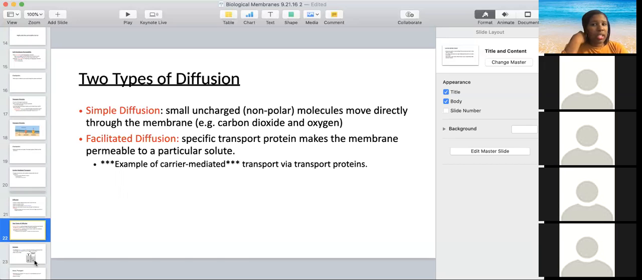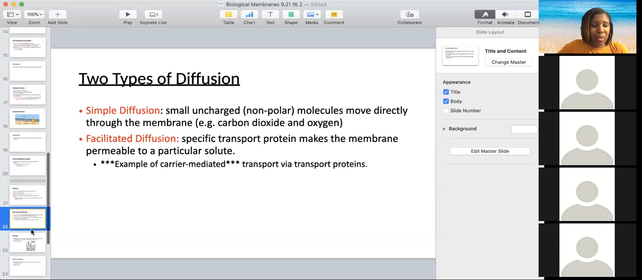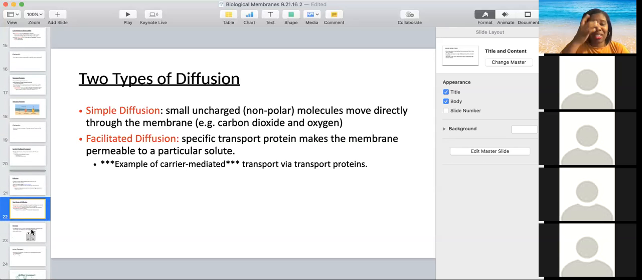Facilitated diffusion is, again, a form of diffusion, so there's no energy required to get these substances across, but it is going to involve transport proteins to help get these larger, more complex molecules across. If you just look at that word facilitated, it's going to give you a hint that there's going to be some kind of carrier mediated process to transport substances into the cell. And that's where those transport proteins come in that we just talked about.